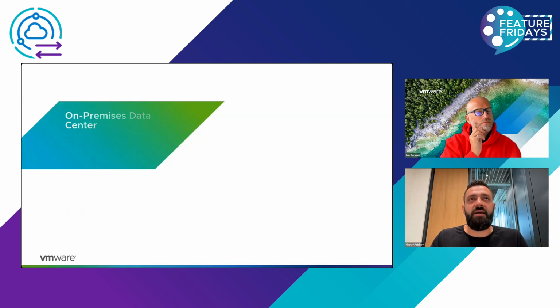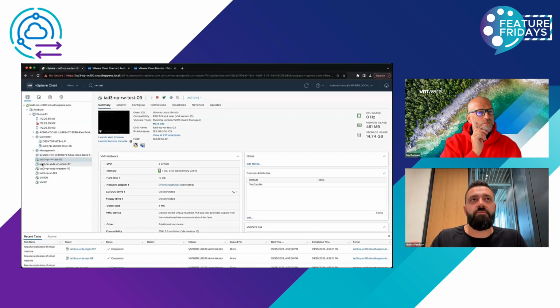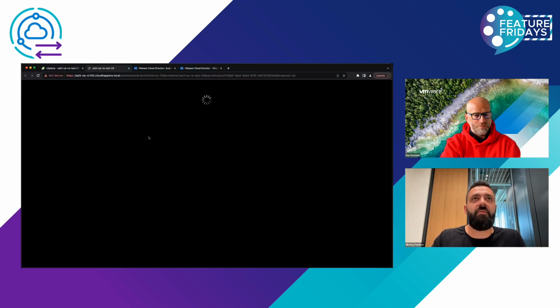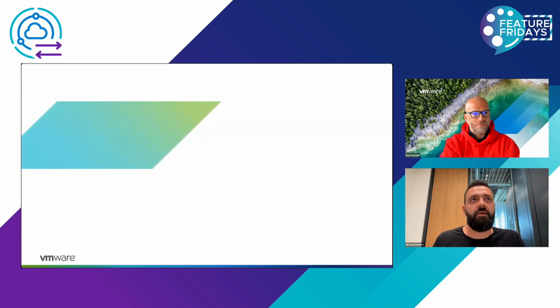The on-premises data center is a vSphere data center. This is something I didn't mention: the solution is applicable for vSphere or VCD sources. No other sources than that are currently supported by Cloud Director Availability. So we have a vSphere with a fully operational VM running here, and it will then be protected.